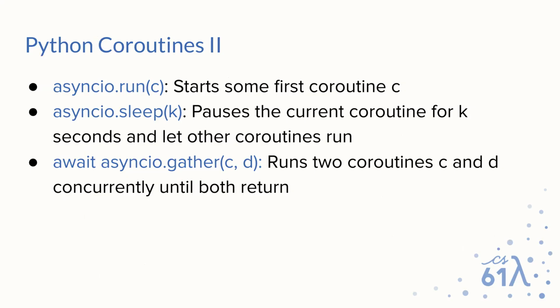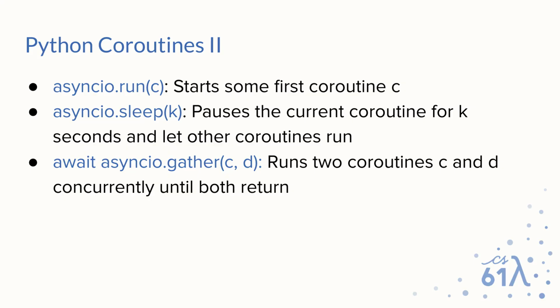Cool. And we have more function definitions here. We have asyncio.run, where c is just a coroutine. Essentially what it does is start some first coroutine that's called c. We also have the sleep function here. What it does is pause the coroutine for k seconds and let other coroutines run. So if you want a specific one to run, like c, and you want another, like c2, you pause c and then let c2 run, and then the original c runs after that amount of seconds has elapsed.